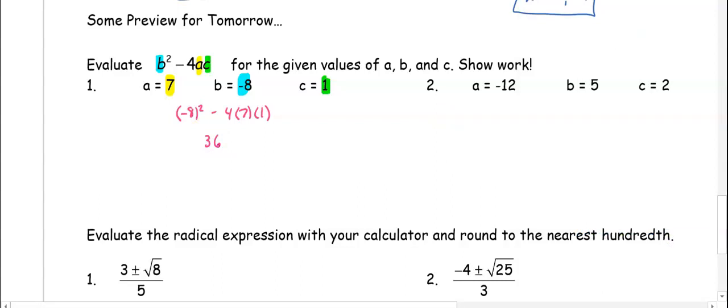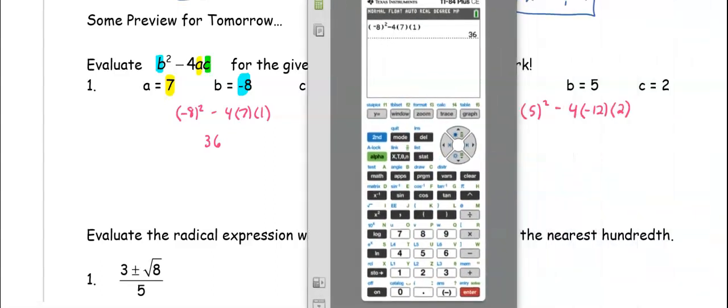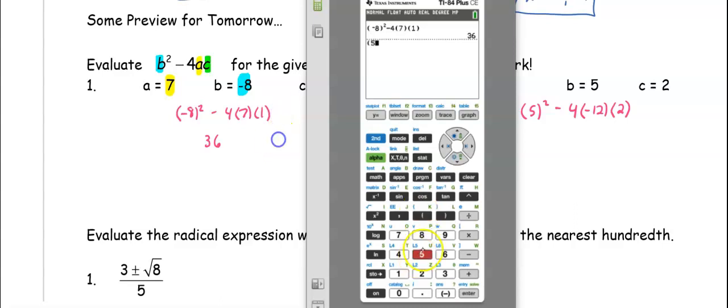So in number 2, for b, we're going to have 5. So 5 squared minus 4. a is negative 12, so parenthesis negative 12, and c is 2, so parenthesis 2. Then we're going to type that into our calculator. So we have parenthesis 5, even though it's a positive number, we're still going to put parentheses around it, minus 4 times negative 12, parenthesis 2, and this time we get 121.